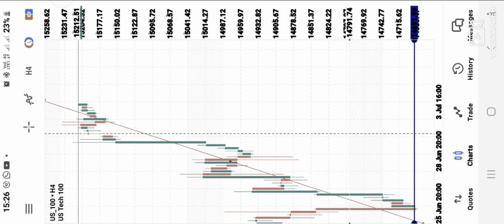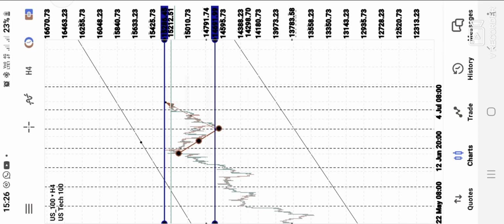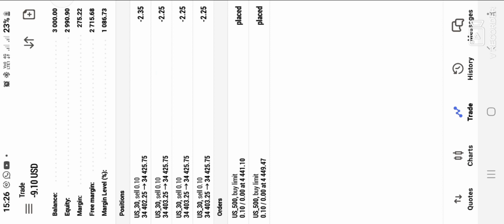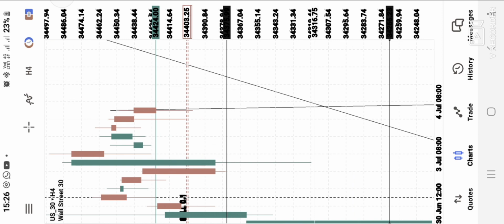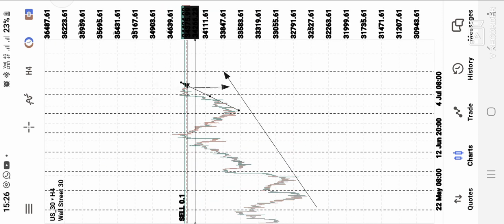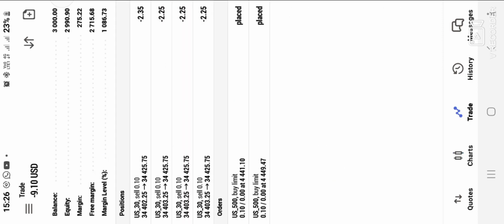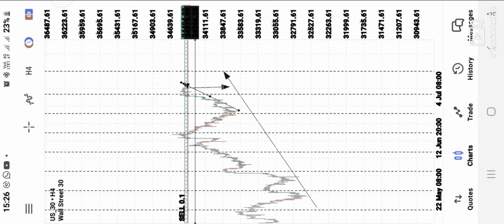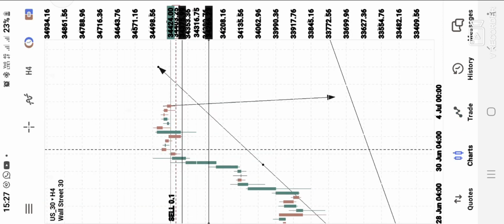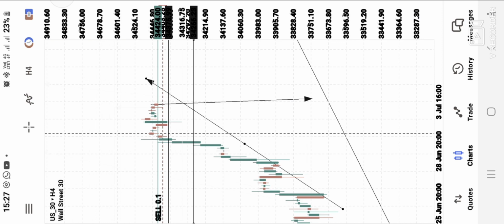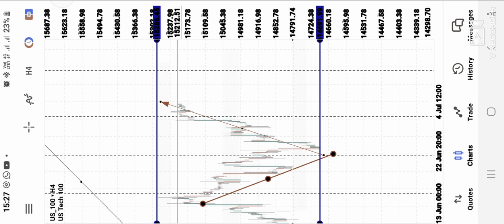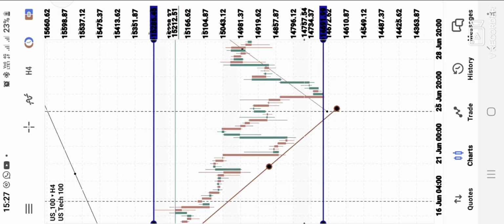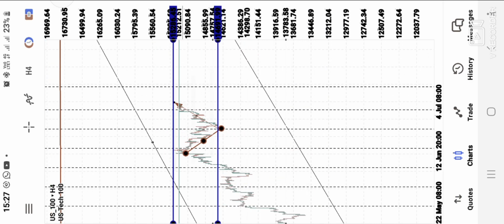Let's continue with the buy, not the sell. And let's see here. So here we entered a sell order, but the market is still pushing up. But we will see. Here on 100, as you can see, the market is still pushing up too. So everything is clear and simple, guys.